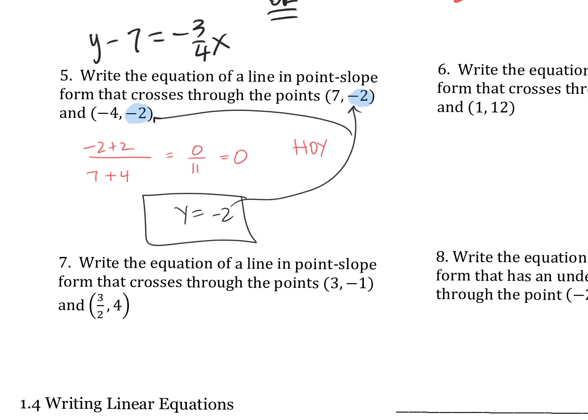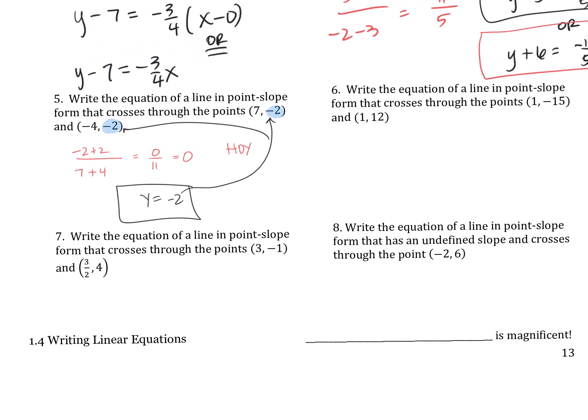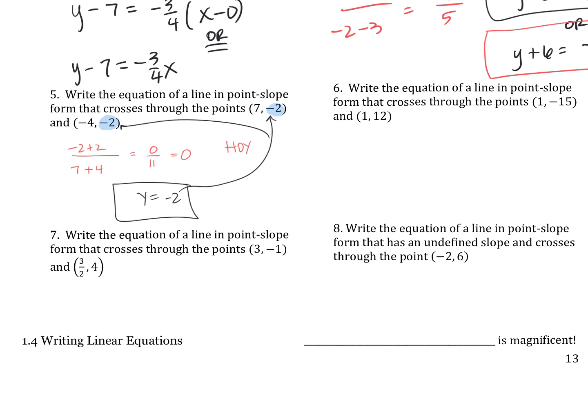Let's go try 6. Again, you're like, gosh, there's so many of these. These seem the same. I'm with you. I gave you an excessive amount of points. Let's go get the slope. What's my change in y?